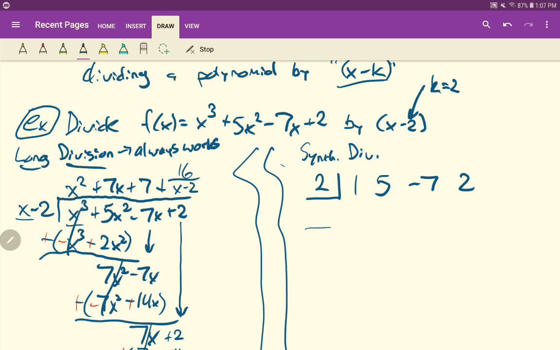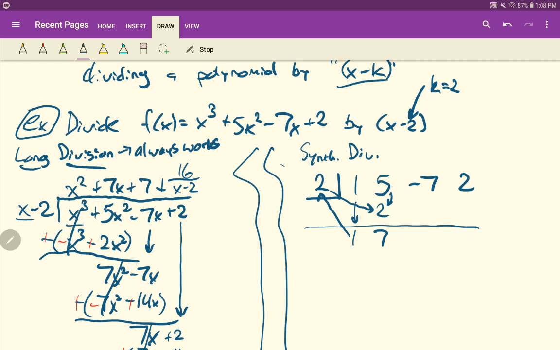Okay, leave a line of space. This should be one line of space right there, and then draw a line. Kind of like you would for an addition problem or something like that. And here's how we're going to do synthetic division. We're going to bring this 1 down to start things out, and then we'll multiply. 1 times this 2 here gives us 2, and that'll go right there. And then these two will add together, and we'll get 7.